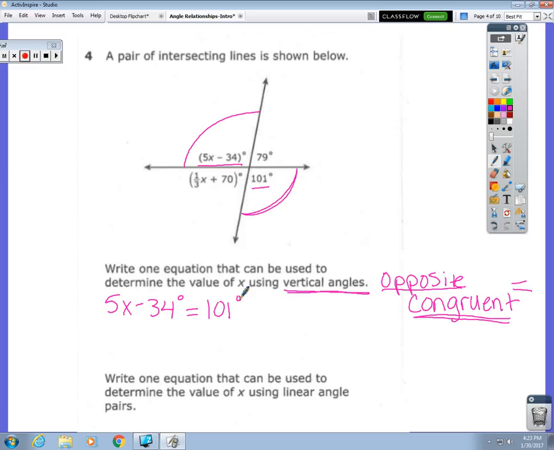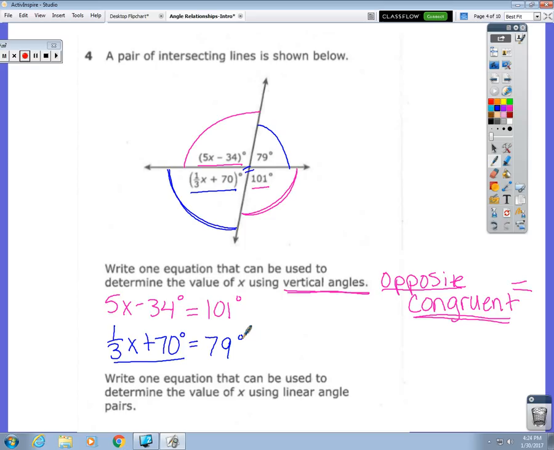And we're going to take our second pair of vertical angles, which will be the blue, here and here. Those are equal to each other. So we have 1/3 x plus 70 degrees equals, because opposite angles are congruent, so this right here is equal to 79 degrees.